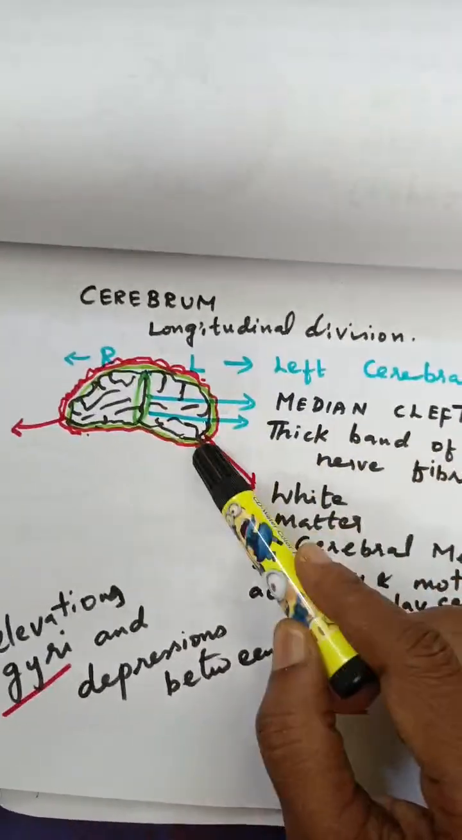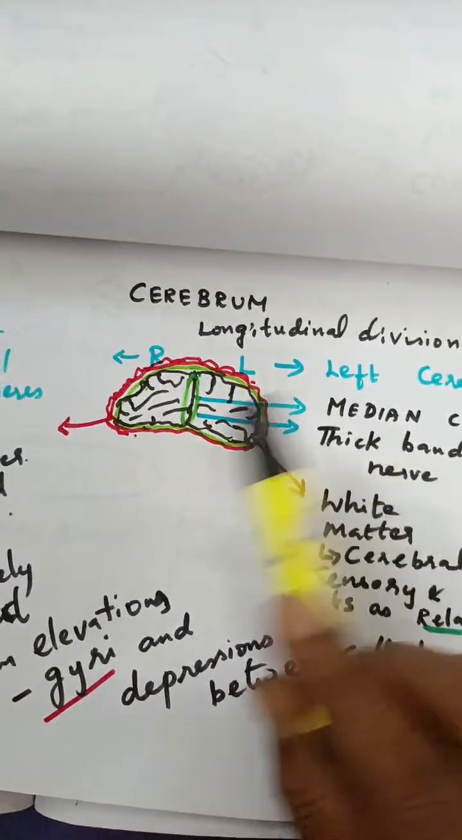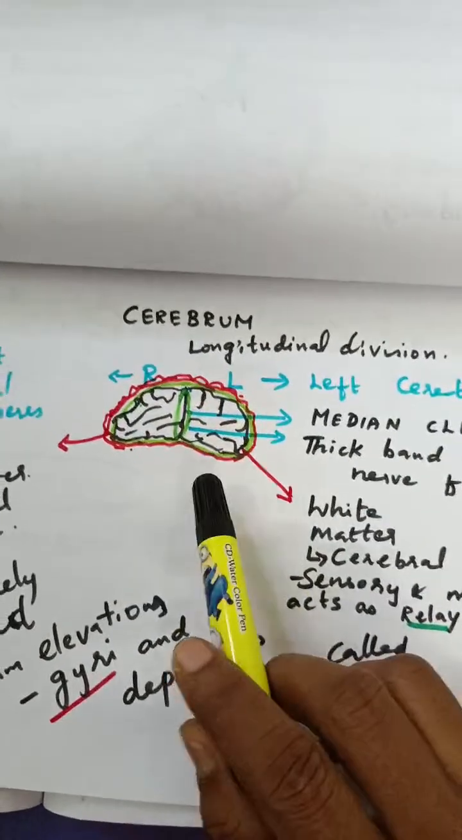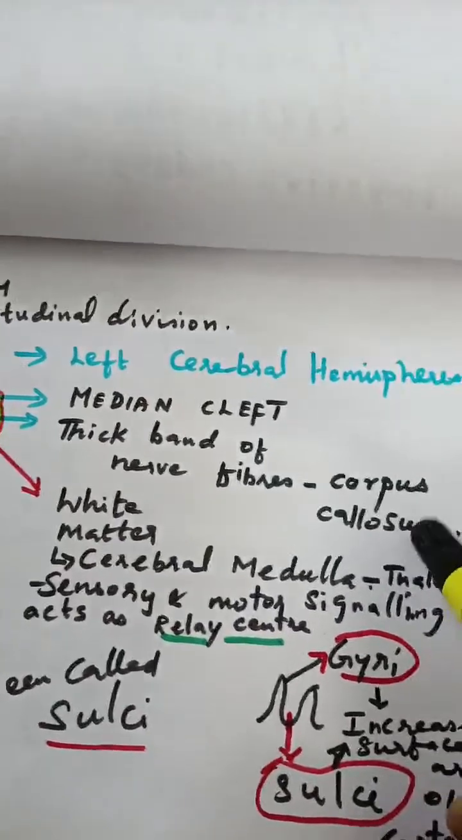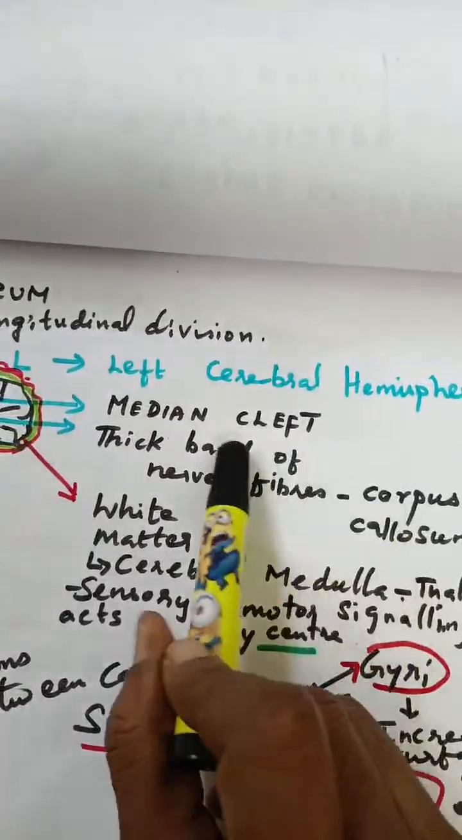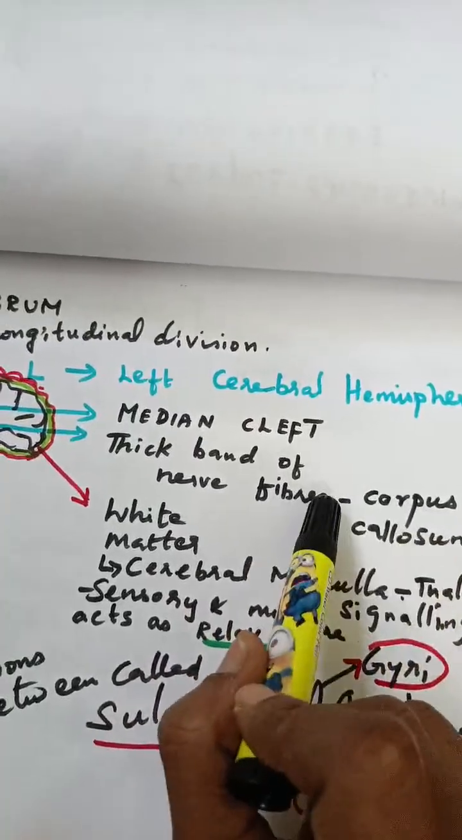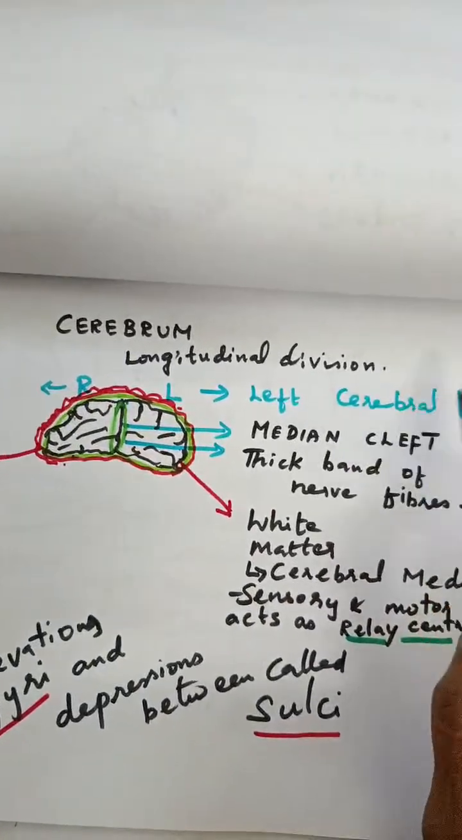They have been divided, but they are also interconnected with each other. That interconnection is nothing but the corpus callosum. What is that? The corpus callosum. It's a thick band of nerve fibers which connects the right and left cerebral hemispheres.